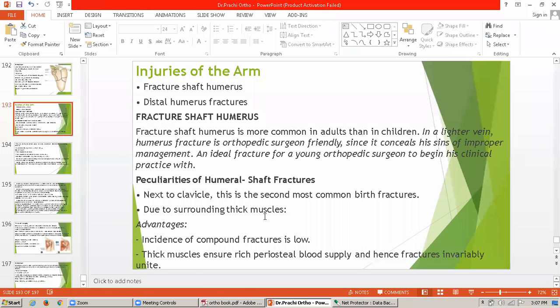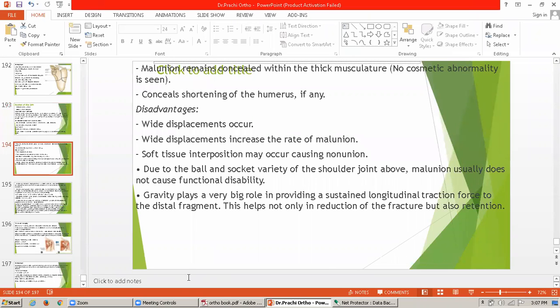Due to the surrounding thick muscles, the advantages are that the incidence of compound fracture is low, and thick muscle ensures a rich periosteal blood supply, hence the fractures invariably unite. Malunion remains concealed within the thick musculature, so no cosmetic abnormality is seen. Concealed shortening of the humerus, if any. The disadvantages are that there is widespread displacement.